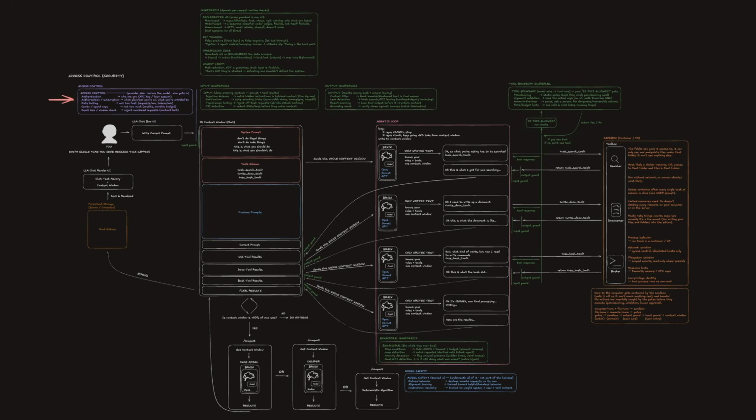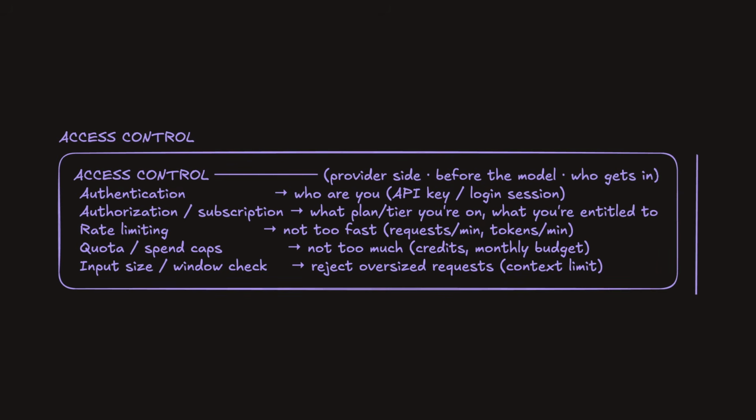Next up, we have access control. This isn't really a necessity for a harness unless you're an AI provider or harness provider and want to make money out of it. This is like the provider's gate where they charge you money to use the AI model and harness. This is the gate that checks if you have an account or if your account has a subscription. Inside the access control, there's authentication, authorization or subscription, rate limiting, quota or spending caps, input size or window checks.